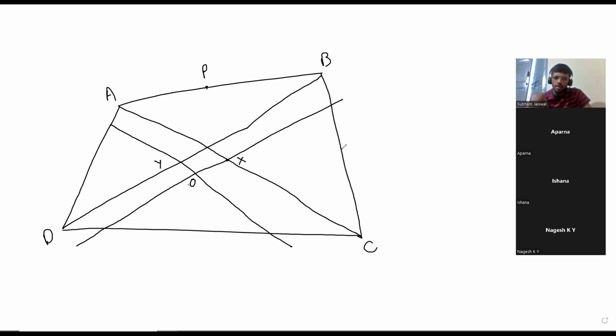P, Q, so APOS is APXS. If I'm wrong, just tell me if this is the question, right? APOX, APXS, right? APXS.